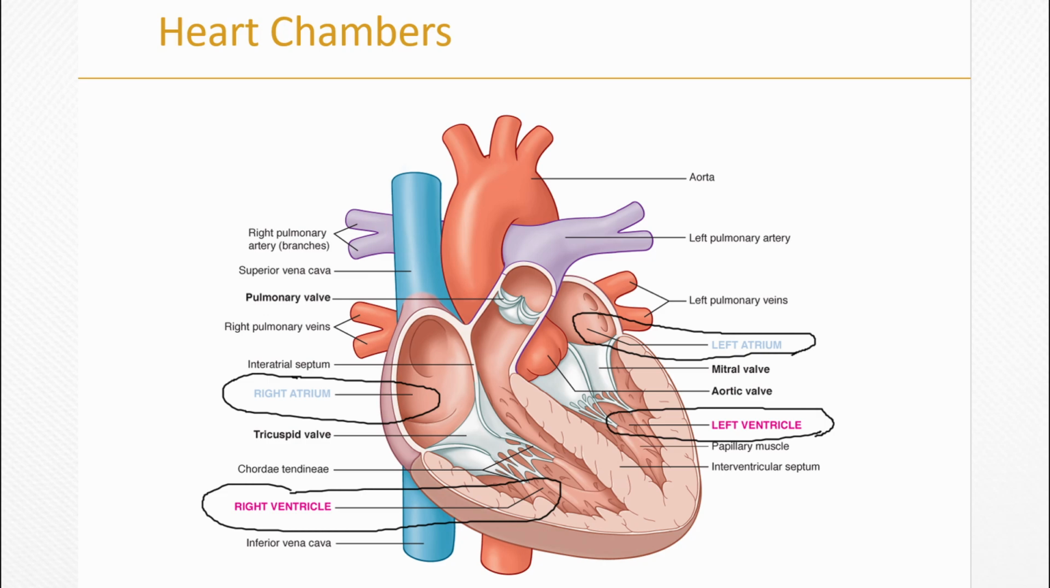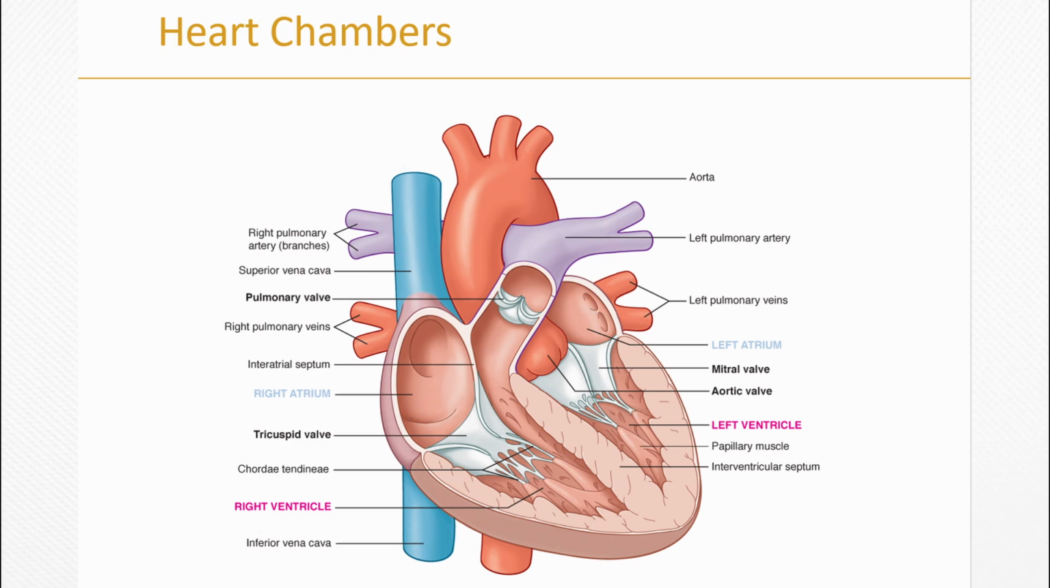So that's the right atria, right ventricle, then we have left ventricle, left atria. And those are the main chambers that will allow you to understand how the blood flows. In between each chamber, we also have valves. The valves are kind of like a channel for the blood to flow through, and they can limit the amount of blood that flows through.